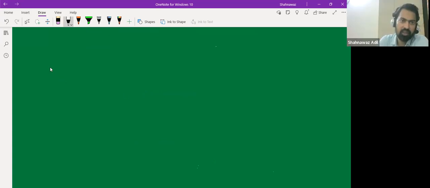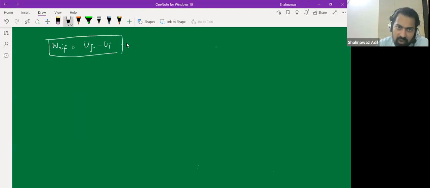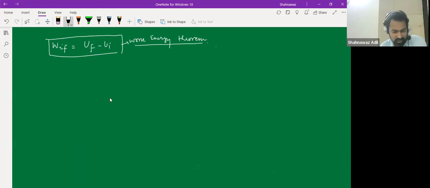Okay, so now let us do one problem, right? And before we do that, we also know that the work done in bringing some charge from initial to final point is also the change in potential energy, right? This we know from the work-energy theorem. So just recalling this, let us do this one.